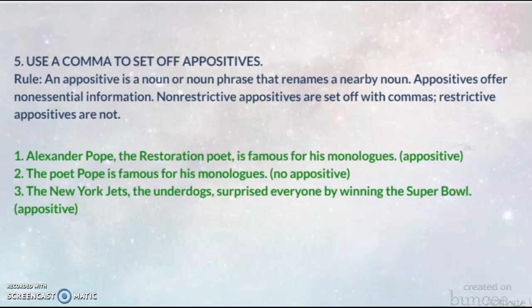This is sort of like non-restrictive clauses, but Alexander Pope, the Restoration poet, this is just someone basically telling you a little bit more information about that person. These are a little more difficult, so we're not going to get into them too much, but just remember, if you're starting a sentence off with someone's name or maybe with a proper noun, and you have to explain who that person is to the reader, then you want to have a comma after the beginning name.